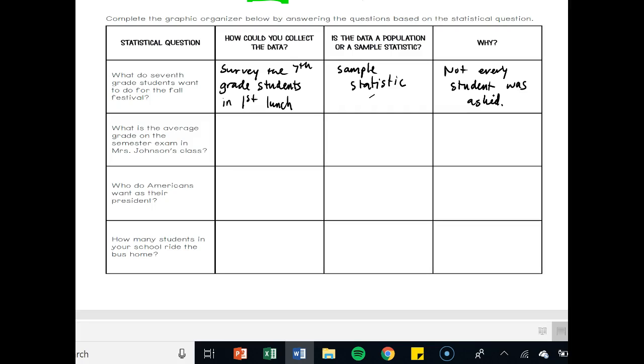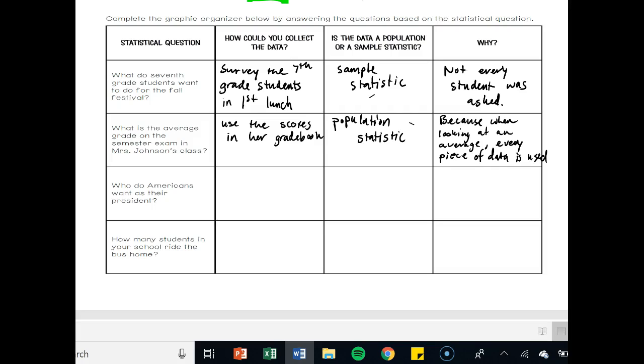Let's do one more together. It says, what is the average grade on the semester exam in Mrs. Johnson's class? Well, I don't need to survey anybody here. I could just look at her grade book and use the scores in there. So is that a population or a sample statistic? Everybody took the test, so that is a population statistic. We're not just looking at some of the scores, or just the people who got an A, or just the people who failed it. We're looking at everybody to come up with the average, because when looking at the average, every piece of data is used.